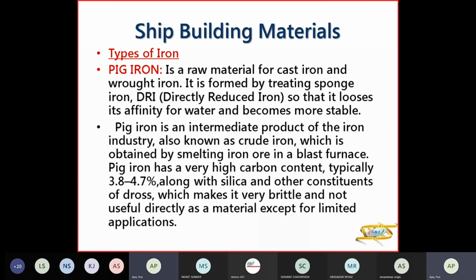It is also known as crude iron. So it is obtained by smelting iron ore in blast furnace. So it's got very high carbon content. So it's about 3.8 to 4.7%. Plus इसमें silica होती है. And other constituents of dross.